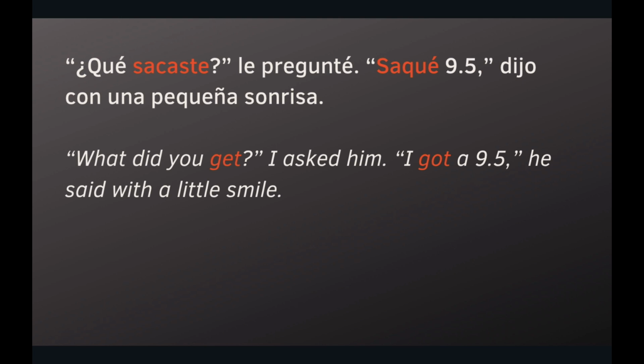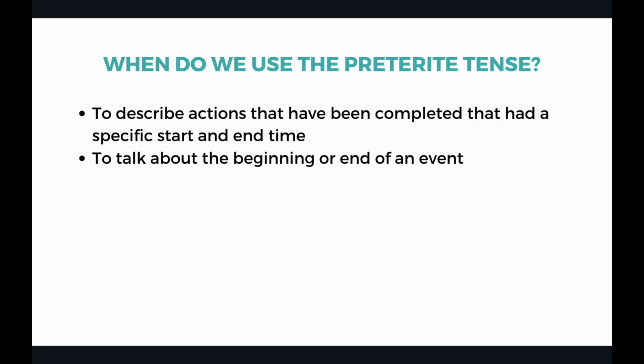So, just for some context, if you recall from the story, here we have a scene where there are two brothers who have taken an exam. And one asks, what did you get? And the other one says, I got a 9.5, which, by the way, is kind of the equivalent of a 95%. We would tend to use that type of grading scale in the States. So this is an event that happened, it's over, the test is done, and it's what did you get? We're going to use the preterite in this type of circumstance.